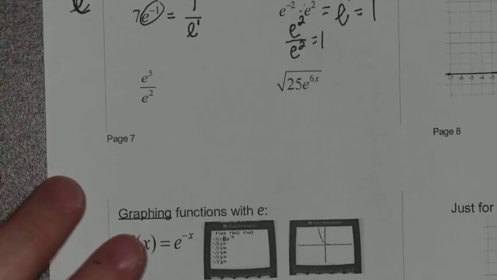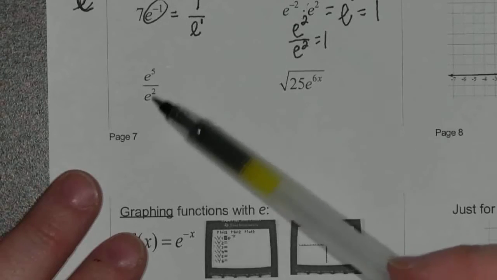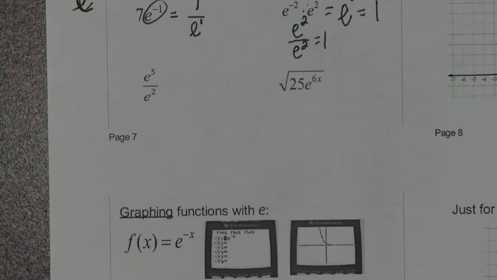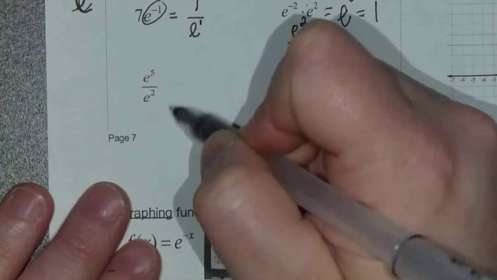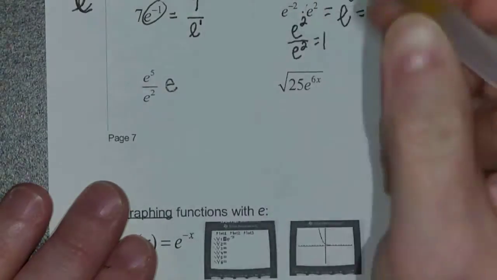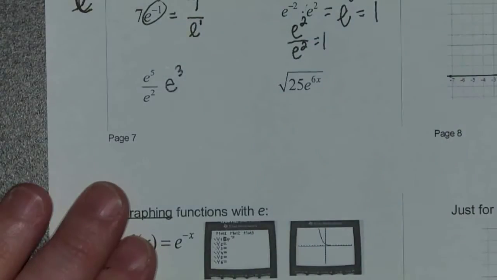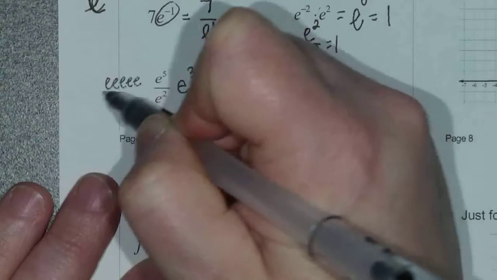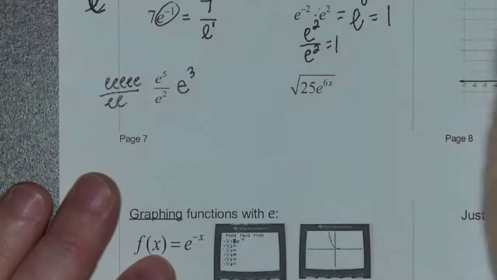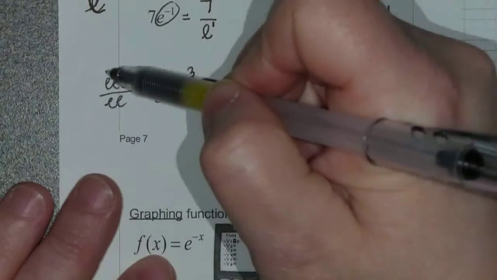All right, does anybody remember what to do with division of powers? You do subtract. So you have e to the 5th over e squared, which is e to the 3rd. And if you can't remember that, you could list out your e's. You'd have 5 e's on the top, 2 e's on the bottom from your 5 and your 2.